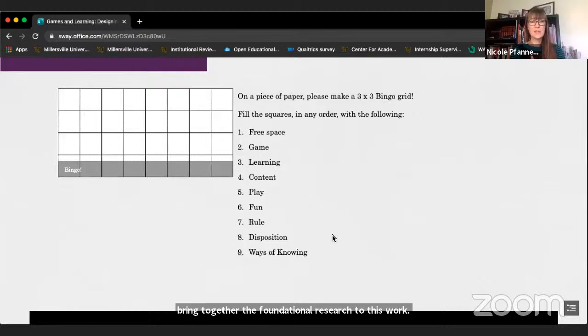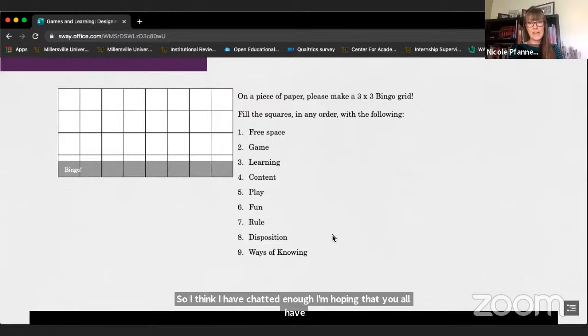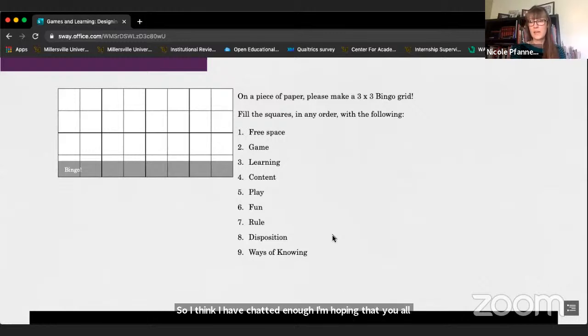Okay, I think I have chatted enough. I'm hoping that you all have your 3x3 bingo grid prepared. If you are unable to play along with us, don't worry. It's just to have a fun game running alongside the session. That is all.